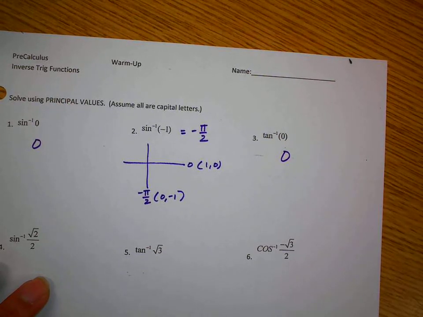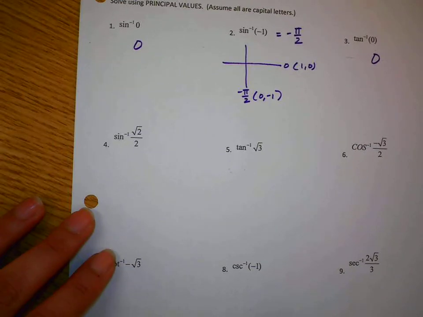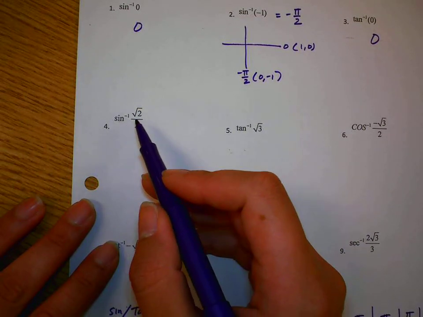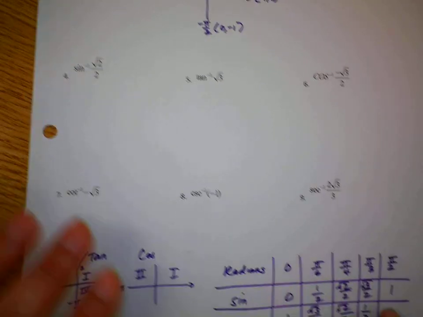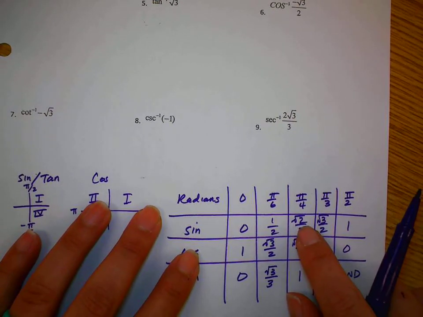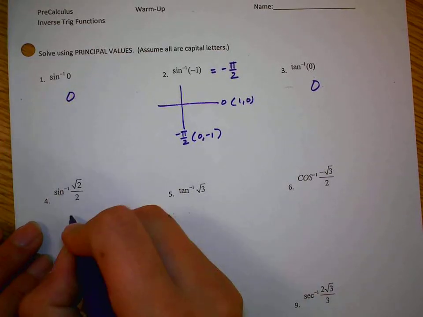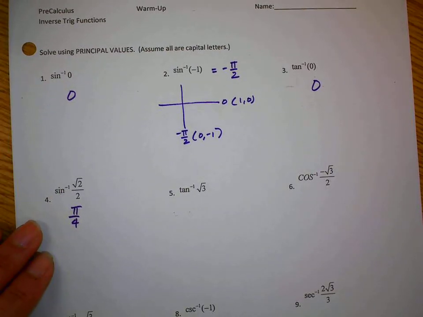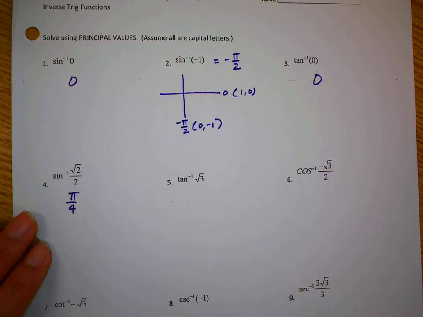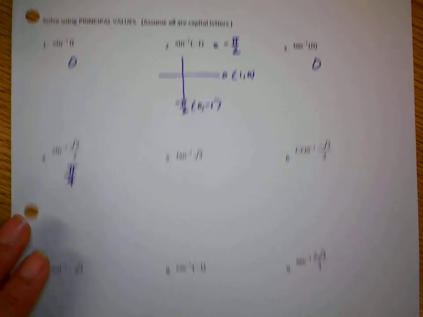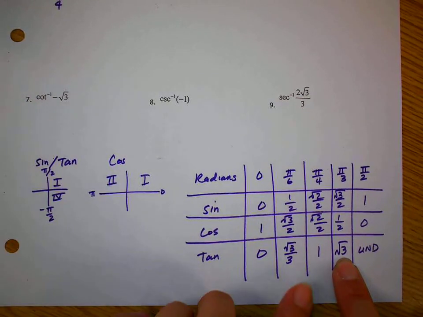And then for the next one, we're looking for inverse sine of root 2 over 2. If I look here, root 2 over 2, the angle measurement would be pi over 4, which is in the first quadrant, so we're good to go. Now we're looking for an angle measurement that would give me a tangent of root 3. So here's root 3, tangent. My angle measurement would be pi over 3.